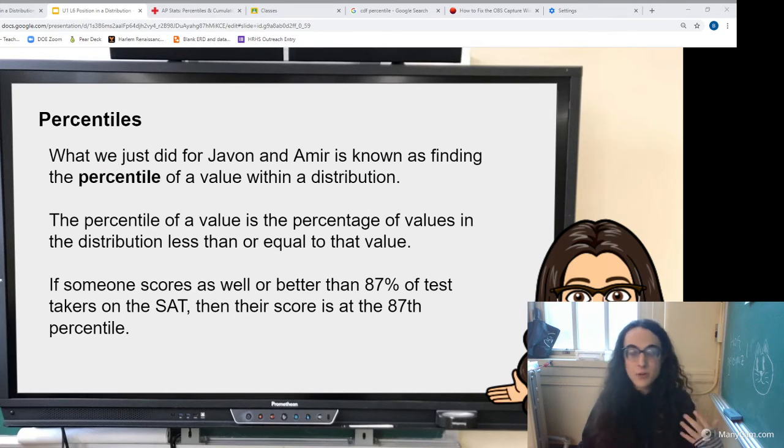So what we just found is called the percentile of the value. And this is telling us what percentage of values in that distribution are at that level or worse. The SAT is a very common place that you end up seeing this. When you get your score report, they will tell you you scored in the 87th percentile. That means you scored as well or better than 87% of other test takers. So you did really well. That means only 13% of test takers did better than you.